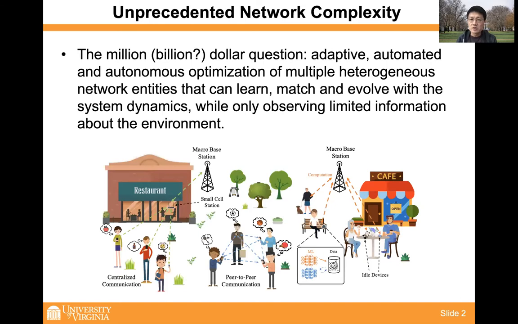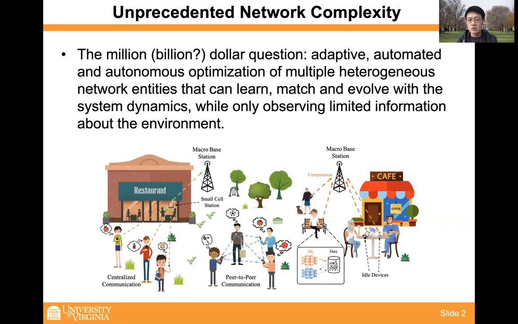And largely, this is motivated by the unprecedented network complexity that we are observing today. Instead of having a simple cellular system that supports voice and maybe some data service like a few generations ago, nowadays we are seeing heterogeneous networks supporting all kinds of different applications with different requirements. And to maintain and optimize such networks, it becomes increasingly difficult to rely on the traditional methods. And that motivates the adoption of online learning.